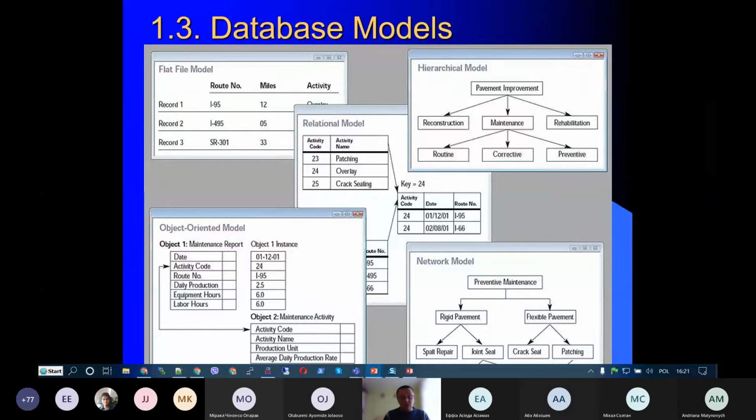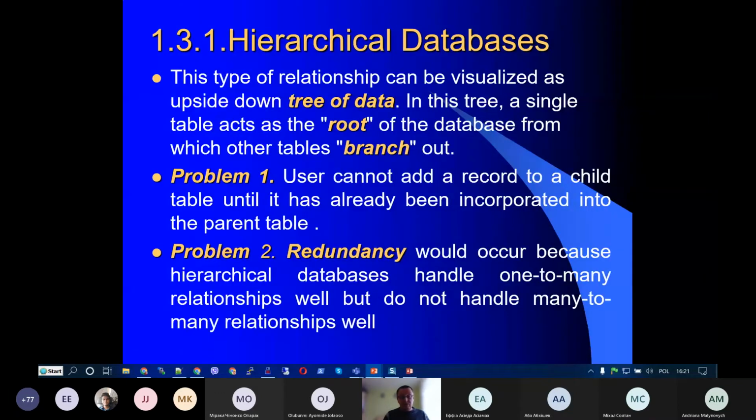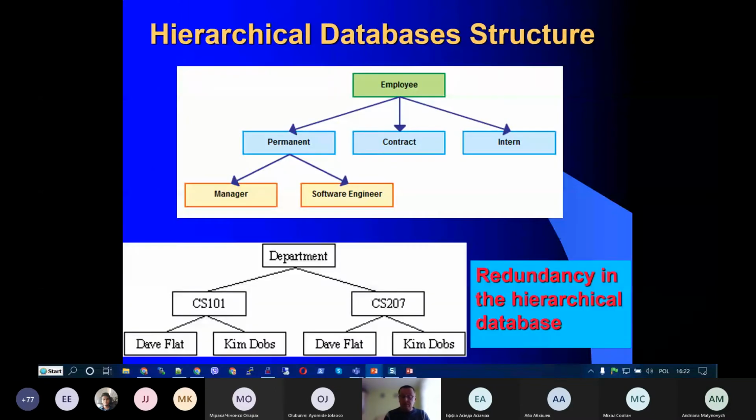So here is shown a general view of how these models could look, and a little bit more details about them. So, hierarchical. It can be visualized as a tree of data, where a single table acts as the root of the database, from which other tables branch out. A user can add records to a child table only if it has already been incorporated into the parent table, and redundancy would occur. A hierarchical database handles one-to-many relationships well, but not many-to-many. About this type of relationship, I will speak later.